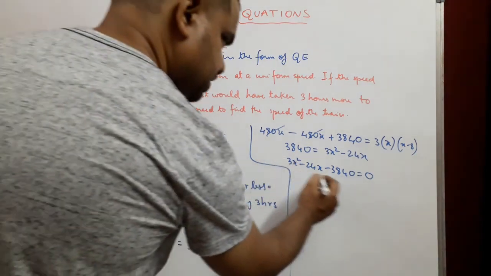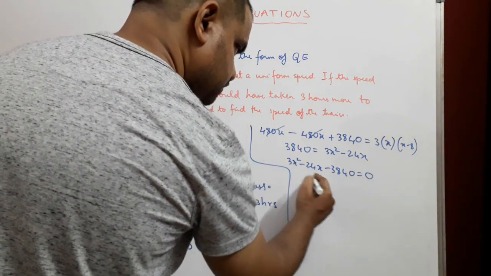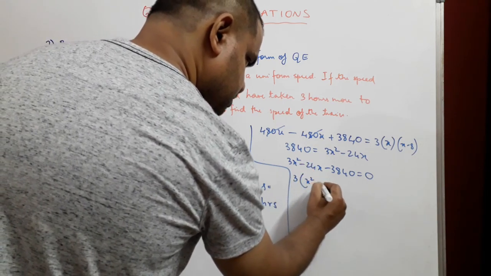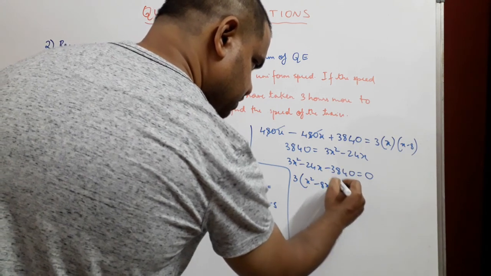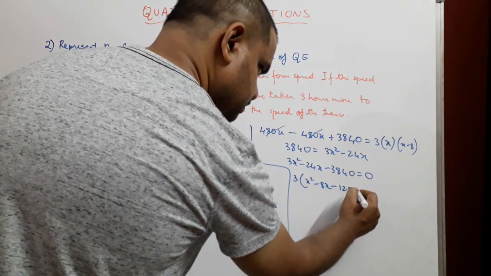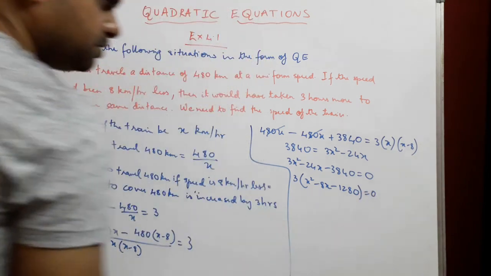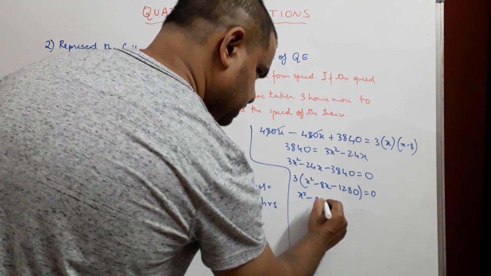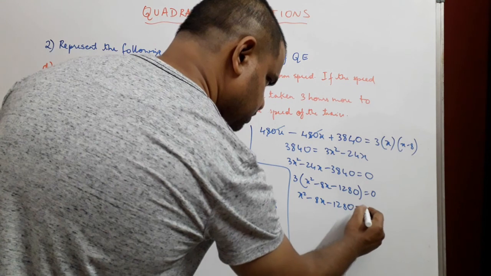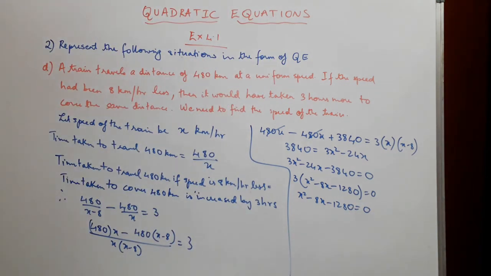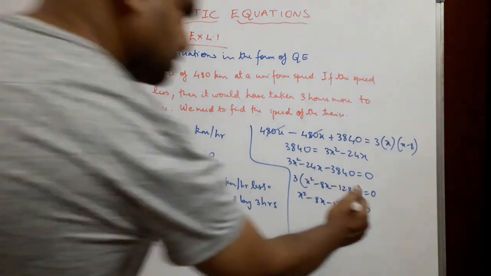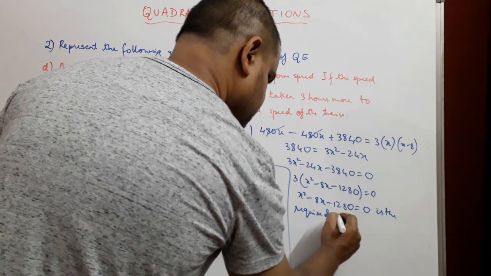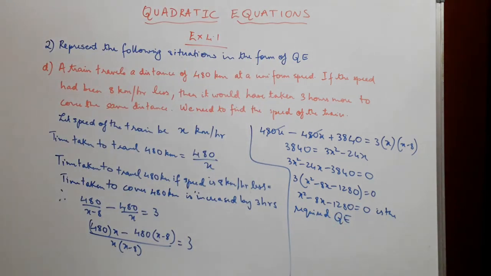Further we can take 3 common, which is common to all these terms. If we take 3 out, we are left with x square minus 8x minus 1280 equal to 0, since 3 1s are 3, 3 2s are 6, 3 8s are 24. 3 goes down, becomes 0. Okay. So that is our equation. So we can say this is the required quadratic equation. Fine.